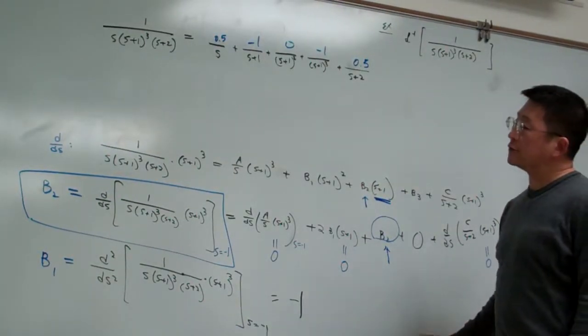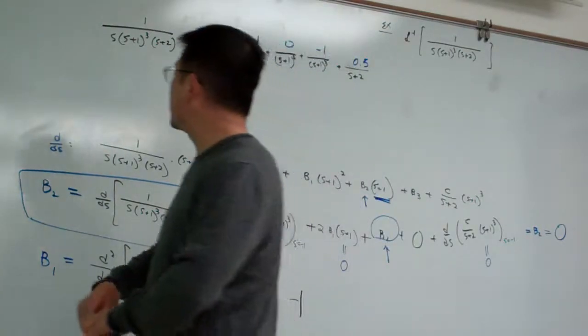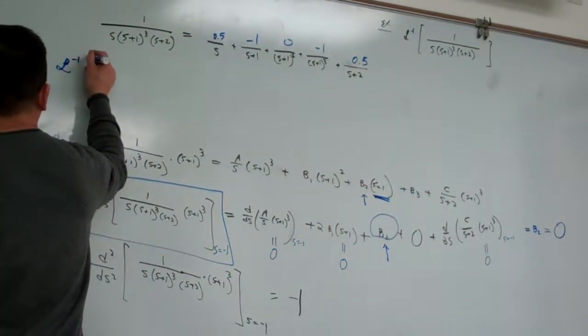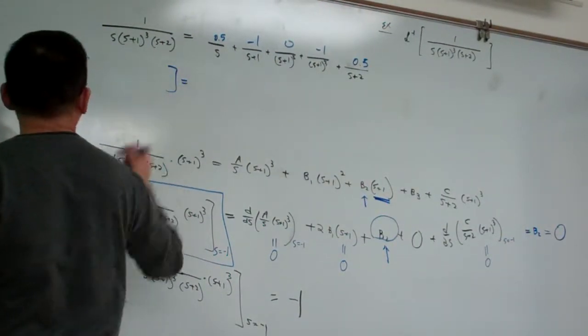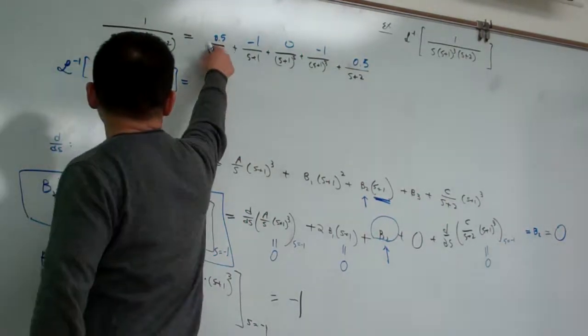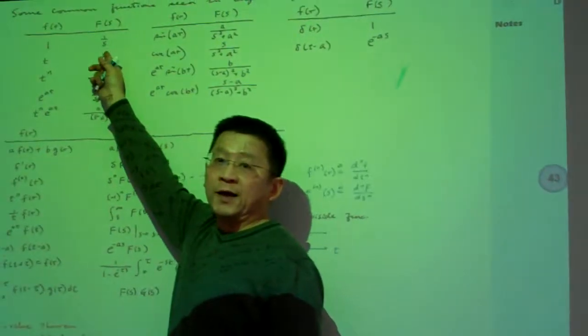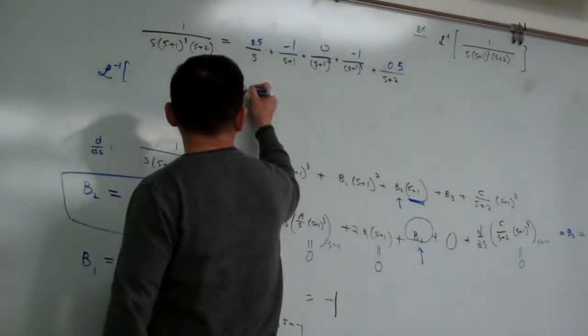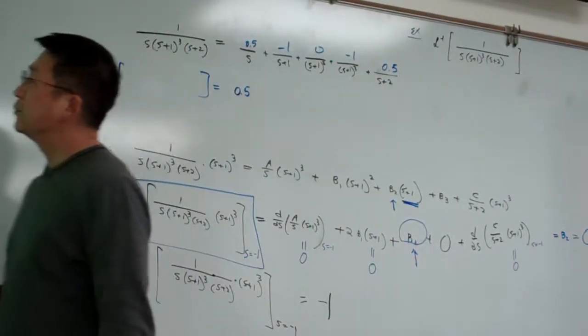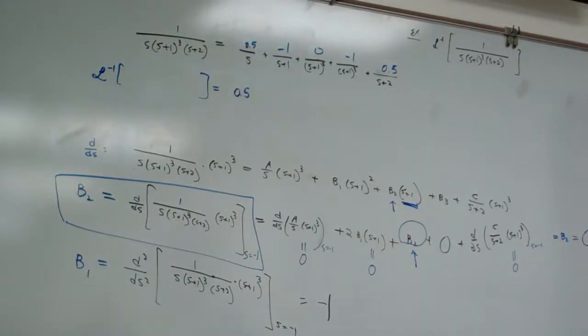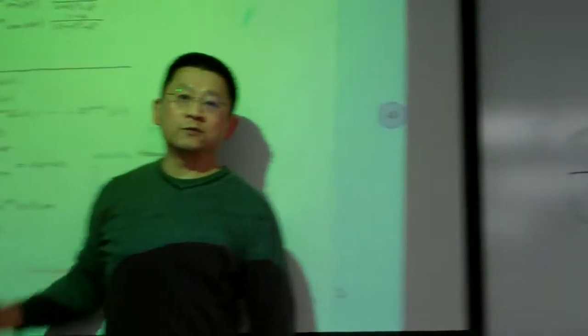Basically, we try to map the terms one by one. So the Laplace inverse of the whole thing: the first one is a constant divided by s. So we look for this term here. 1 over s, its inverse is a constant. So basically this term is 0.5. 0.5 is a coefficient, multiplied with this one here, equal to 0.5. Okay.